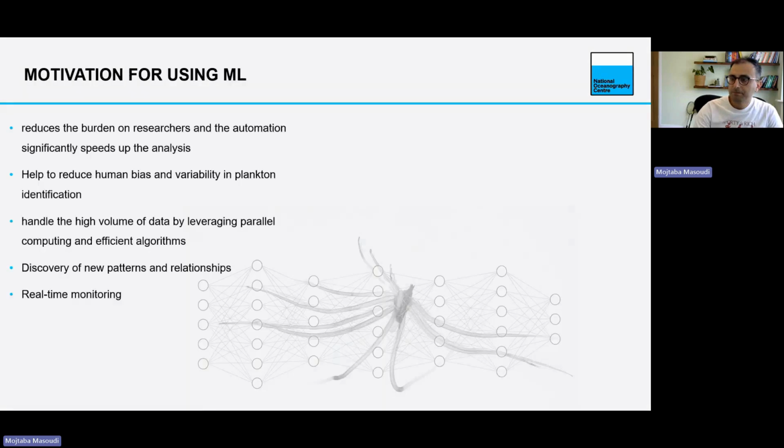So what's the motivation for using machine learning? Machine learning helps researchers with automation and speeding up the analysis of the data. It helps to reduce human bias. For example, for plankton identification, it can handle a high volume of data with parallel computing and efficient algorithms. It can also uncover new patterns and relationships in the data, and you can also benefit from real-time monitoring with the help of AI.